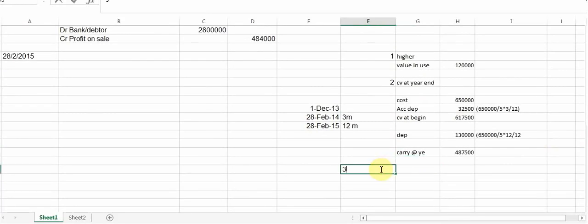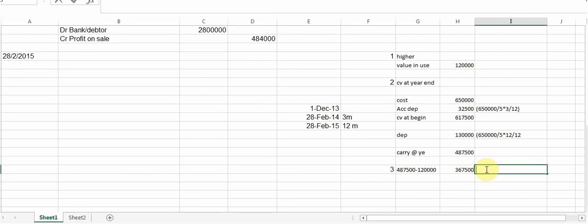Then finally, we need to go and measure the difference, or how much it's been overstated. So in step 3, I say, all right, the value is 487,500, and it should actually be, from step 1, 120,000. So I minus 120,000 to see by how much it is overstated. And it's overstated then by a total of 367,500, which then represents your impairment loss.